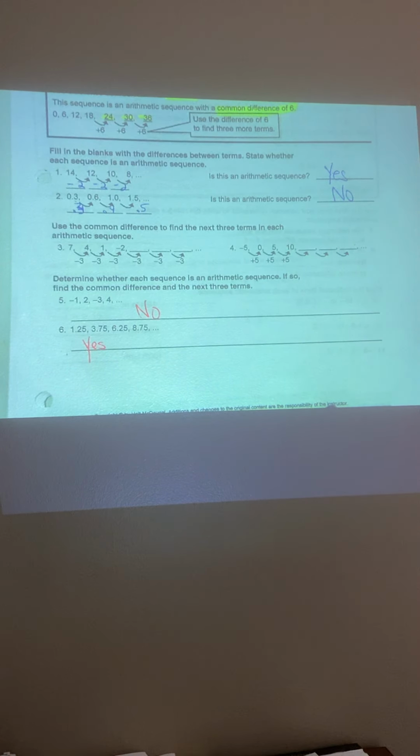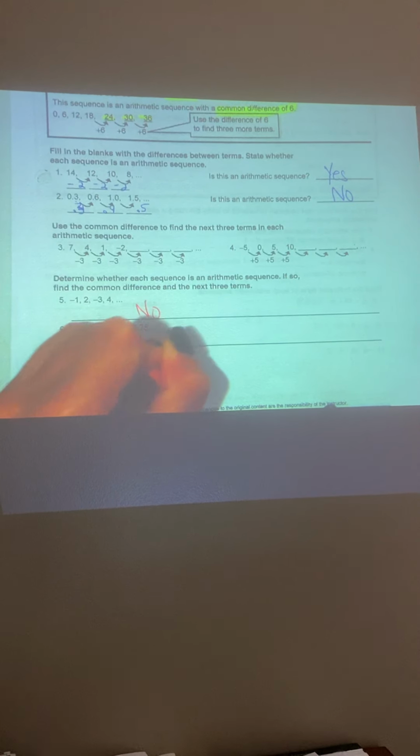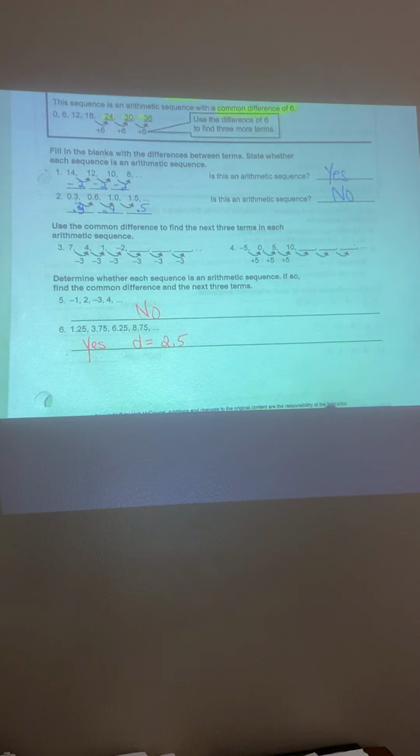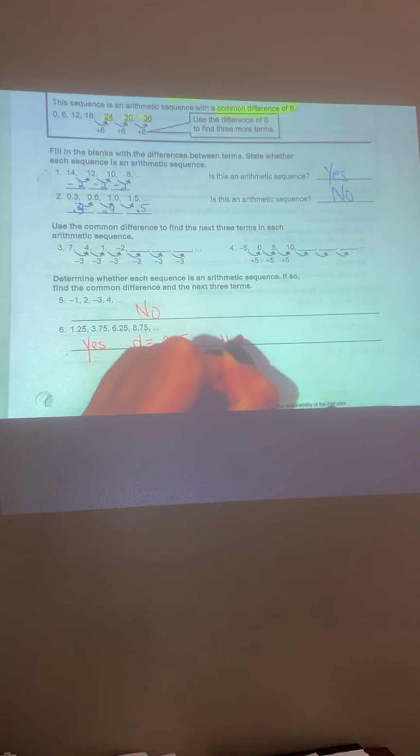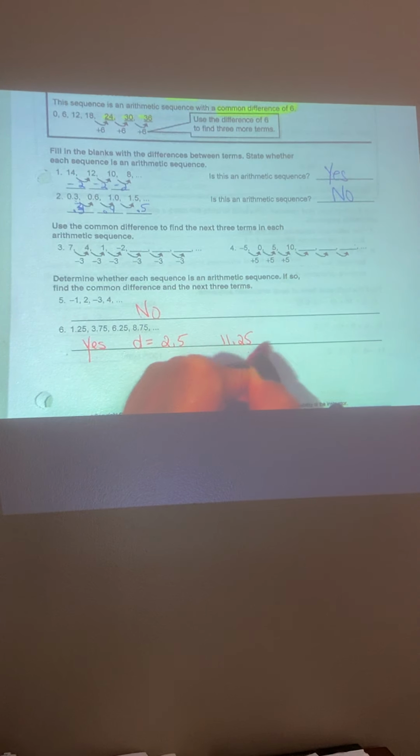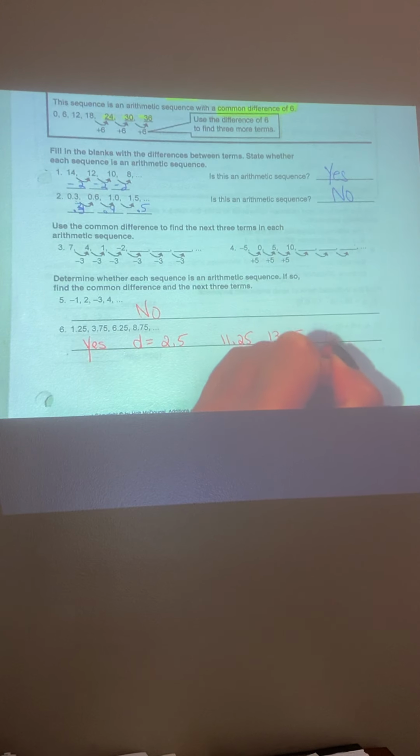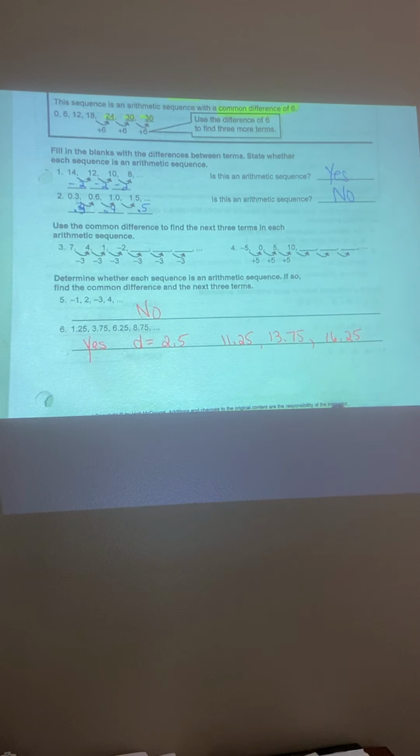And the common difference, well, how do you find the common difference? You have to find the difference between these two, the difference between these two, which is 2.5. So the common difference is 2.5. And then what are the next three terms? Well, let's add 2.5. We add 2.5, we get 11.25. Add 2.5, you get 13.75. Add 2.5, and you get 16.25.